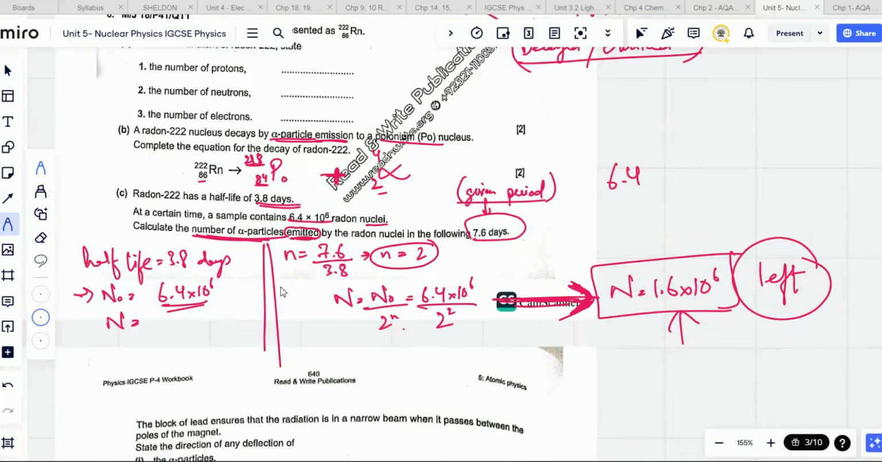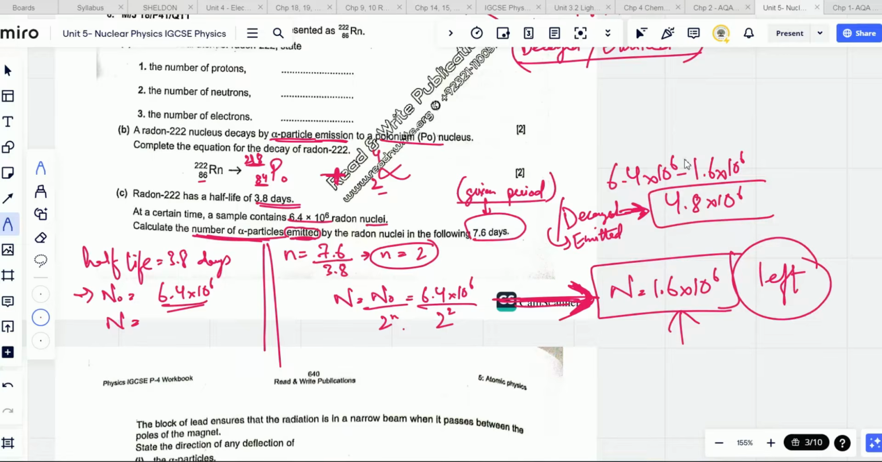How do we find it? 6.4 into 10 to the power 6 minus 1.6 into 10 to the power 6. So how many are emitted or decayed? Calculate this. Let me know. 4.8 multiplied by 10 to the power 6. So these are the nuclei, the number of alpha particles that have decayed or emitted. Easy? Okay.